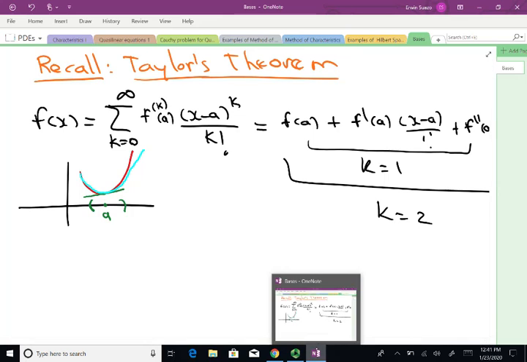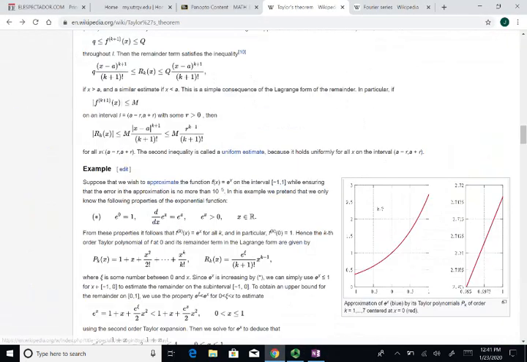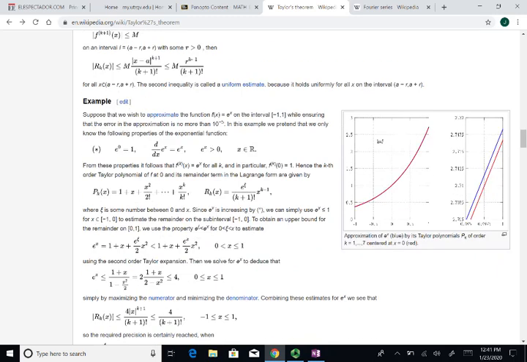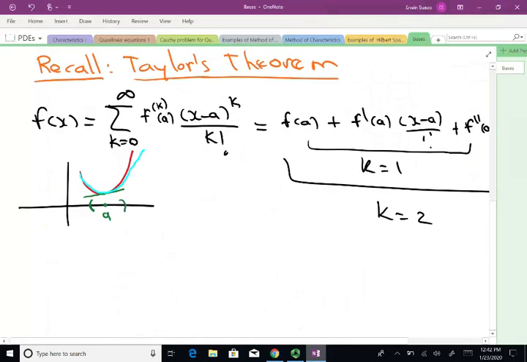I'm not going to do that because you should know this. If you don't know this, go to Wikipedia and fill these gaps, or come to my office hours, and we can discuss Taylor's theorem. So there is this approximation. What we're going to look at today is how to prove that.